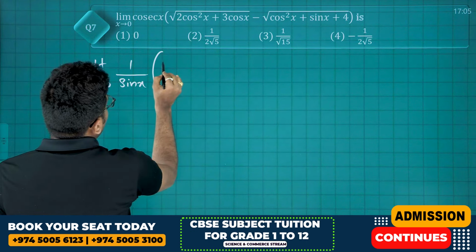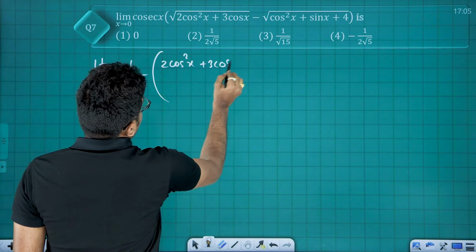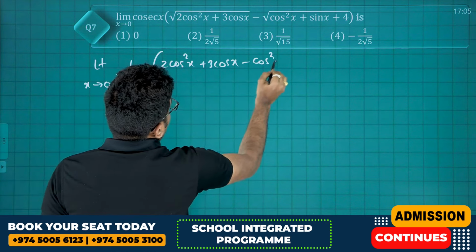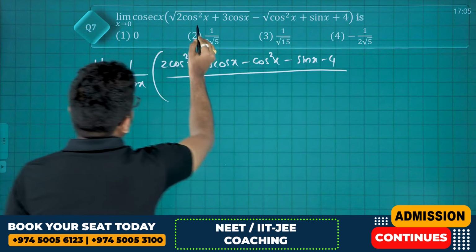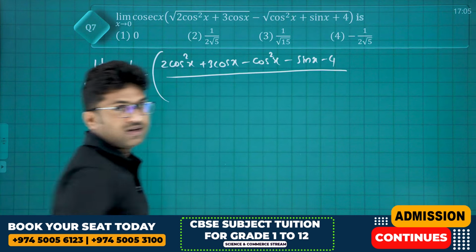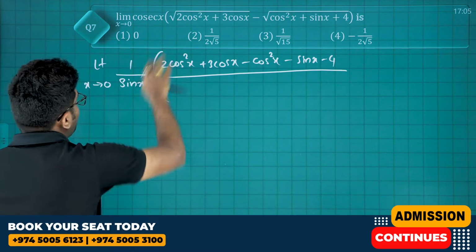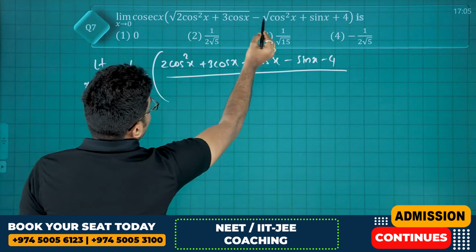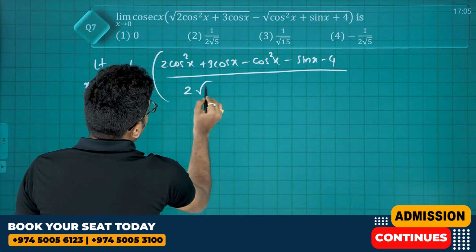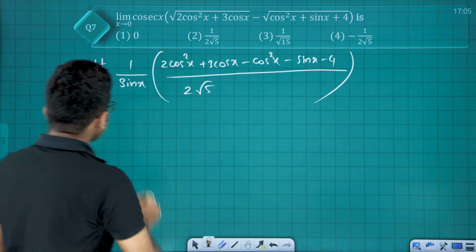When we rationalize the numerator, that becomes 2 cos squared x plus 3 cos x minus cos squared x minus sin x minus 4, divided by this plus this. So actually when it is plus, you don't have any problem with it. So directly put x equals 0. 2 cos 0, that is 2, plus 3, root 5 plus root 5, which is equal to 2 root 5, friends. Why write it again? I have just written it directly.